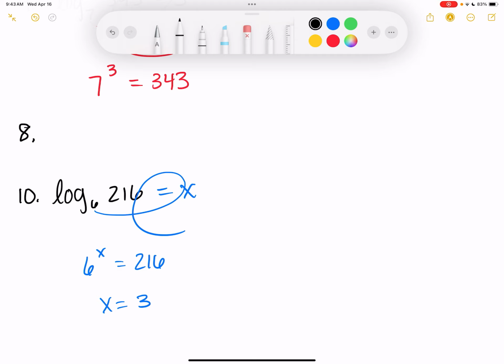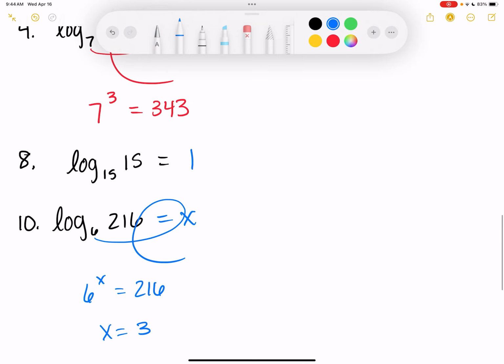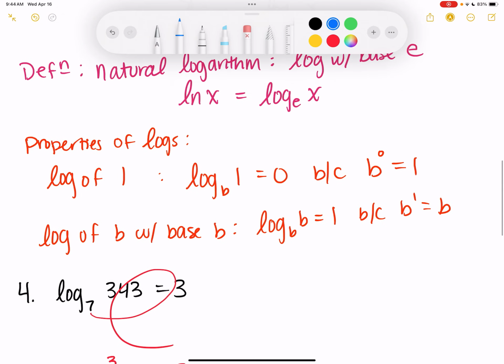All right, back to 8. Log base 15 of 15 is equal to what? What's the property? Log base b of b is equal to 1. Yep. So, I'm really good at this already. I'm going to go back up for a second and add something onto this property that I gave you.